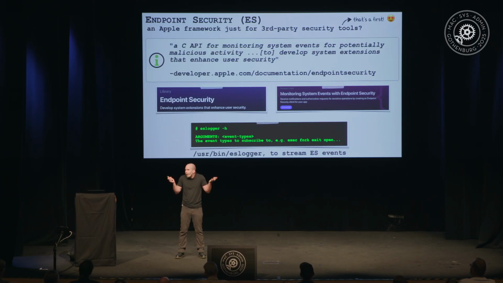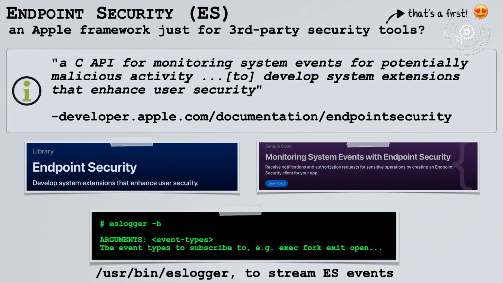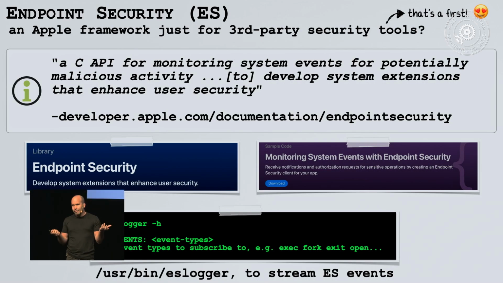So first question, what is endpoint security, or ES? Well, it's really an Apple framework just for third-party security tools. You might be thinking, okay, so what? This is such a cool thing that I'm super passionate about because, as Patrick mentioned, more than a decade ago, I started writing free open source tools for macOS. And at that time, there was no dedicated security framework for that.